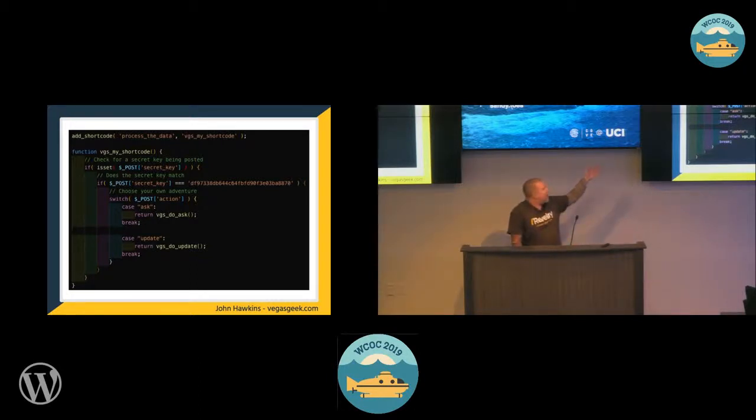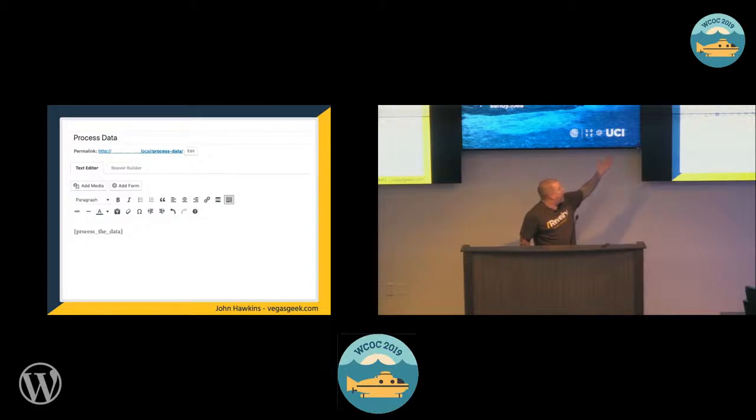So in here, this is a really simple way of going about it. I'm just checking to see if they've sent me the proper secret code, and then if they have, did they send me an ask, or are they sending me an update, because there's two different processes that they needed to do, and based on that, I'm just going to run one of two functions. Piece of cake, no problem. You create a WordPress page, you throw your data in there, and anytime somebody goes to the process-data page, it's going to run my script and try to do something with it.